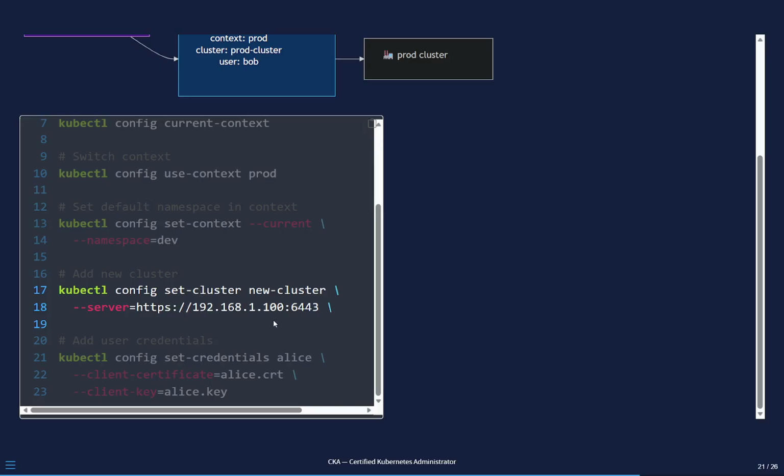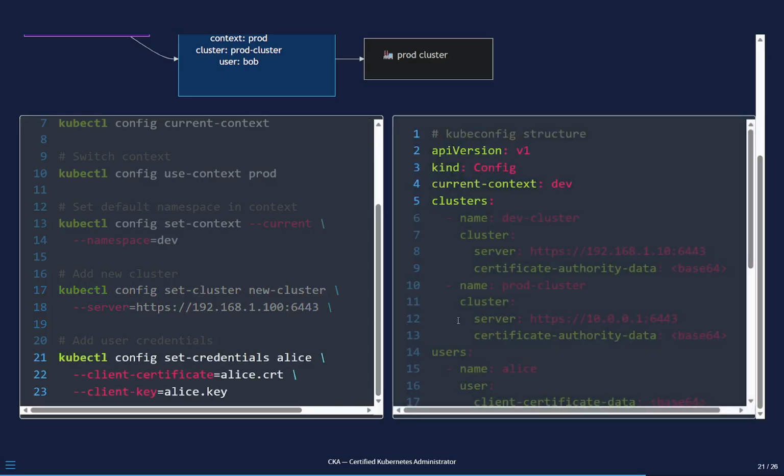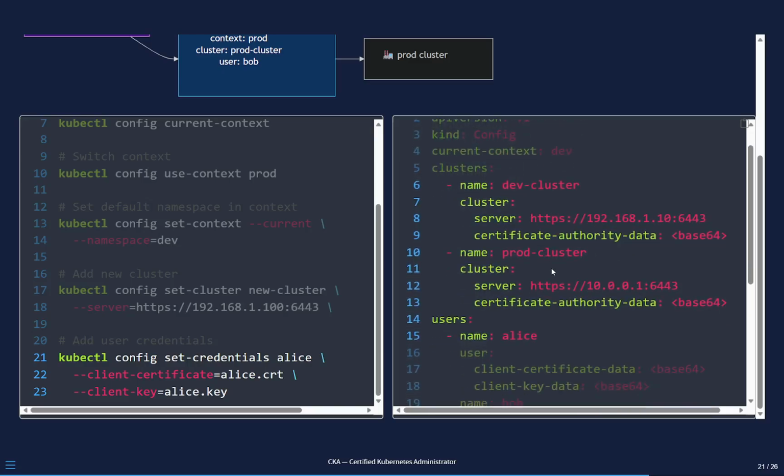Click. The YAML on the right shows the full structure of a kubeconfig. Study it. The exam occasionally asks you to add a new cluster entry, set up a new user with a certificate, and create a context combining them.